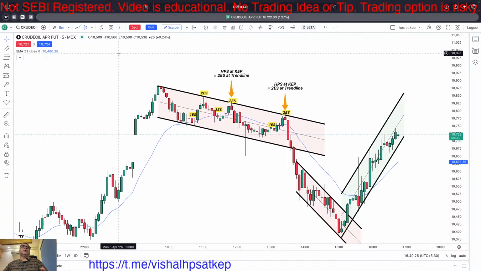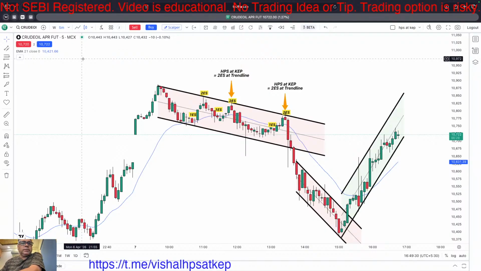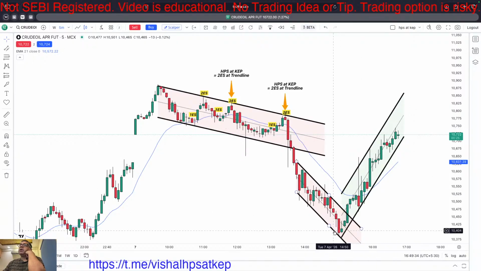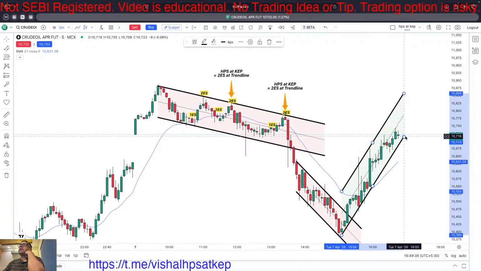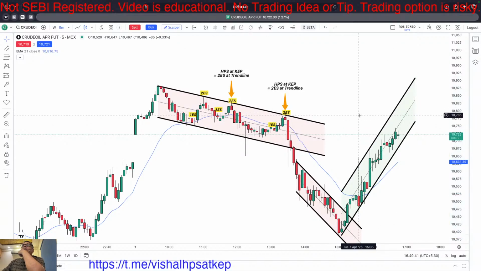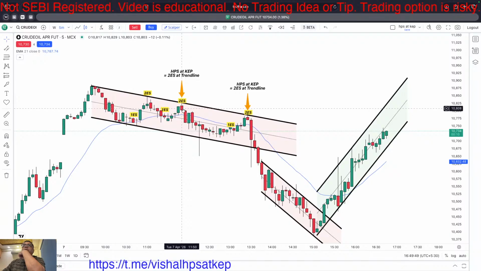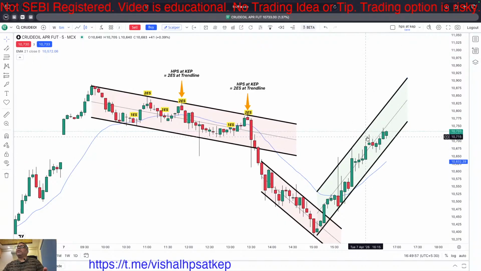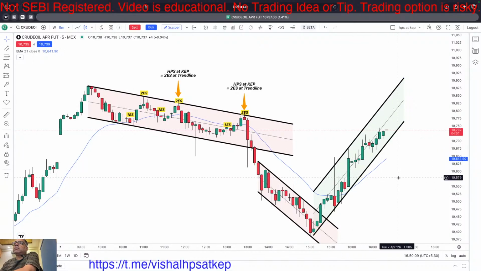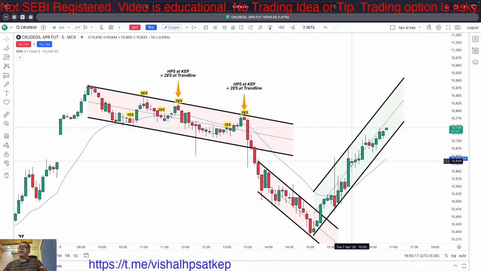This is the 5 minute chart of crude oil, April future, MCX. We are right now in a bull channel. Here, the second entry short was clearly visible, but there is no second entry long forming right now. If you count from this swing high, there was only first entry long, and the price is going up. There was no second entry long because another bar went above the swing high before the second entry long formed.